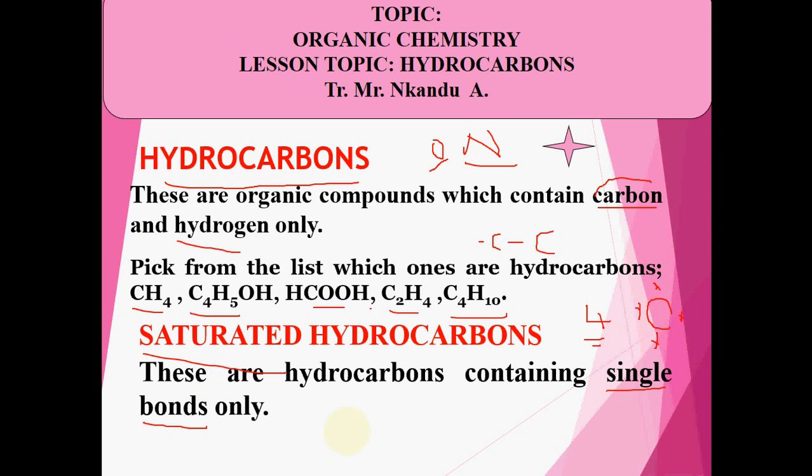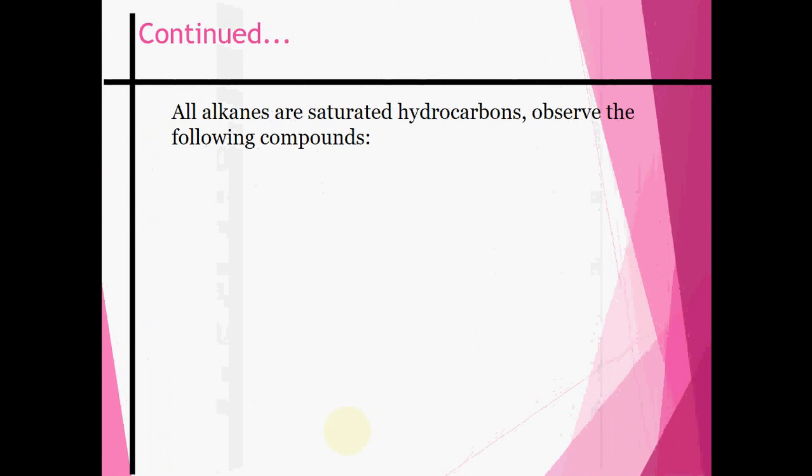All of the alkanes that exist are saturated hydrocarbons. This is because all of them contain single bonds between carbon atoms. I want you to observe the structure that I have given below. This is the alkane that exists with one carbon, which is methane.